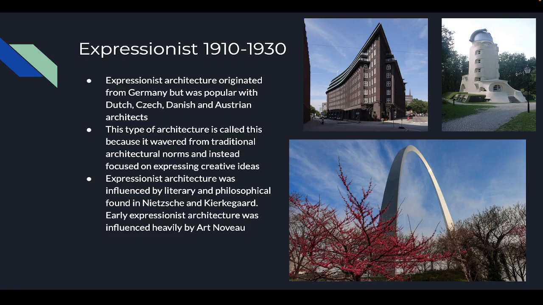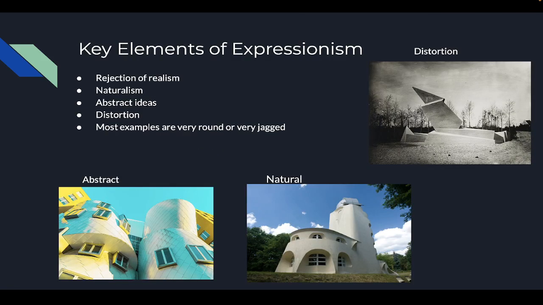Expressionist architecture was influenced by literary and philosophical thinkers found in Nietzsche and Kierkegaard. Early Expressionist architecture was influenced heavily by Art Nouveau. Some of the key elements of Expressionism are the rejection of realism and naturalism, abstract ideas, distortion, and the common jagged and round edges that you see among them. So they really do stand out in the crowd. There are lots of rounded edges around here and on here, and then you can see lots of deep jagged and triangular shapes over here.